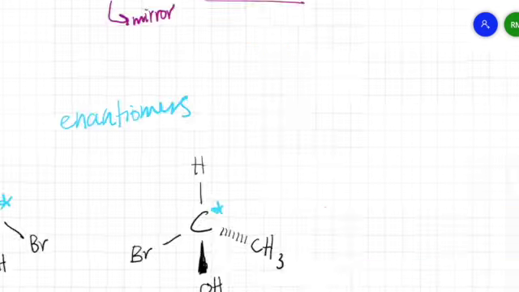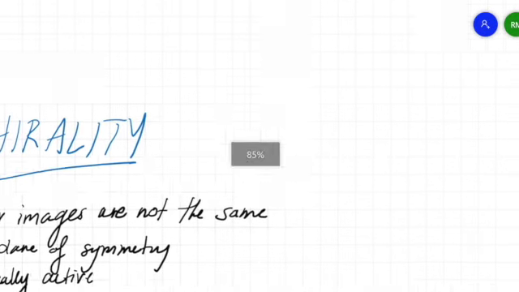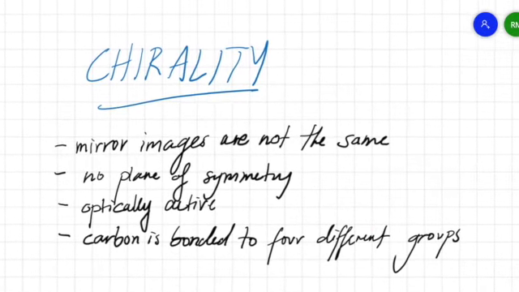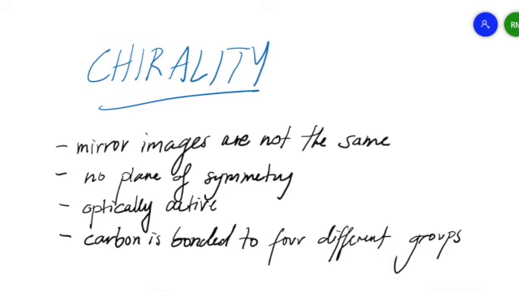So what is chirality? Well, chirality is when the molecule is not the same as its mirror image, and it does not have a plane of symmetry. It must be optically active, and the carbon has to be bonded to 4 different groups, like I showed you in the previous example.